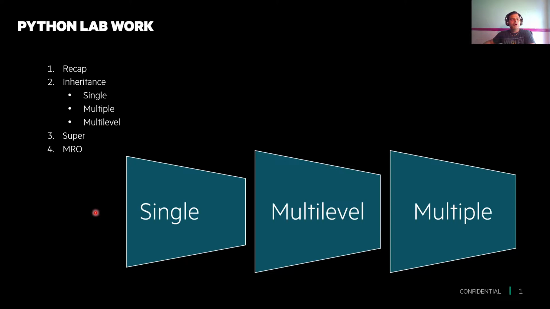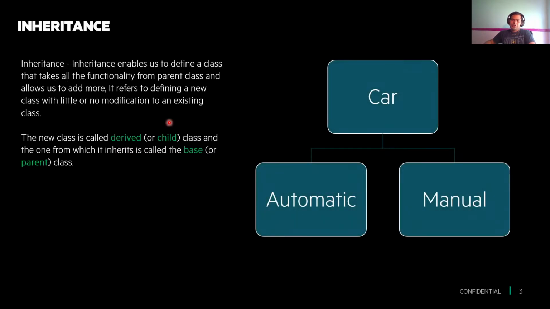Today we'll be talking about Python inheritance and we'll be covering single, multiple and multi-level inheritance. We'll also be exploring super and MRO, which are very important from an inheritance perspective. So let's get started. We'll start with the definition of inheritance.